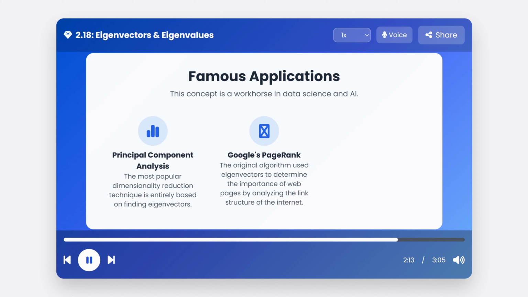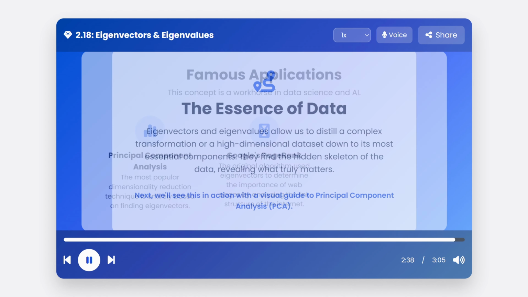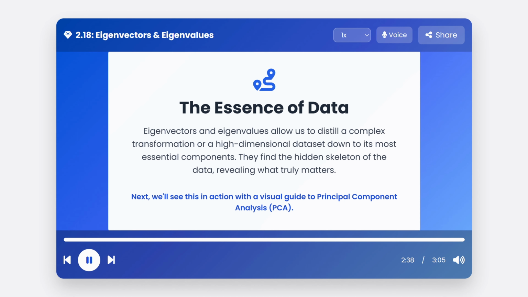The most popular technique for dimensionality reduction, principal component analysis or PCA, is nothing more than a process for finding the eigenvectors and eigenvalues of a dataset. And the original PageRank algorithm that built Google was based on finding the principal eigenvector of the massive matrix representing the entire internet. So, in short, eigenvectors and eigenvalues let us boil a complex dataset down to its essential structure.